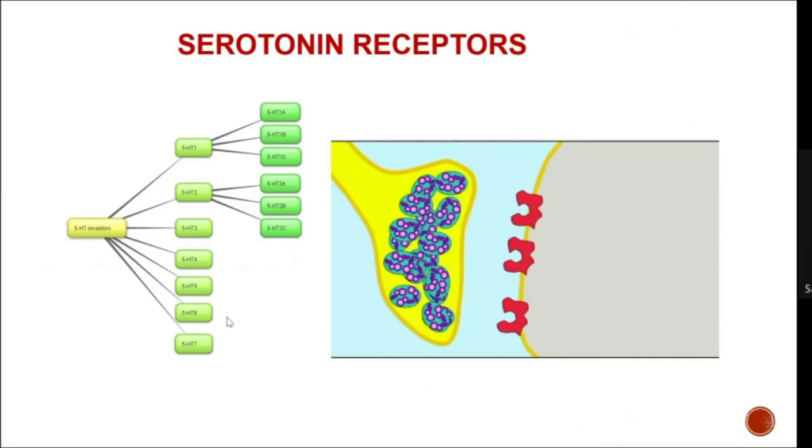Now let us come to the receptors. As I told you, serotonin has many subtypes of receptors. So as you can see here, let me just take the pointer.